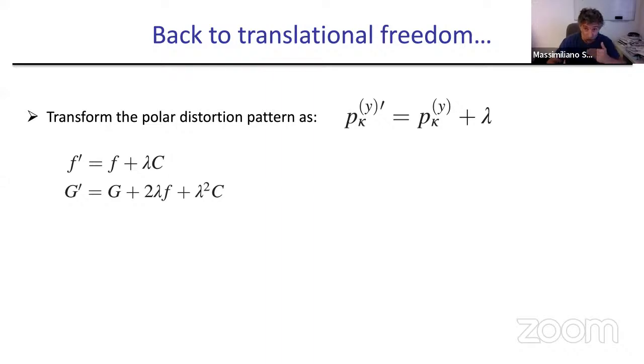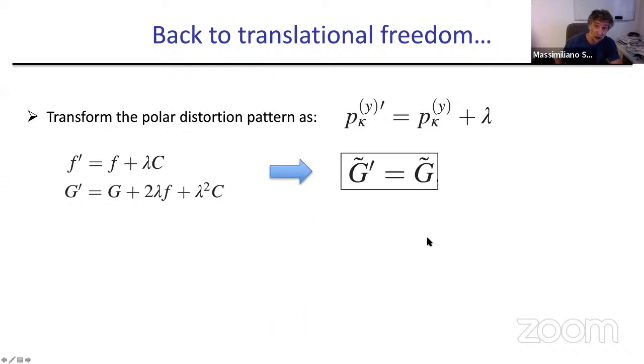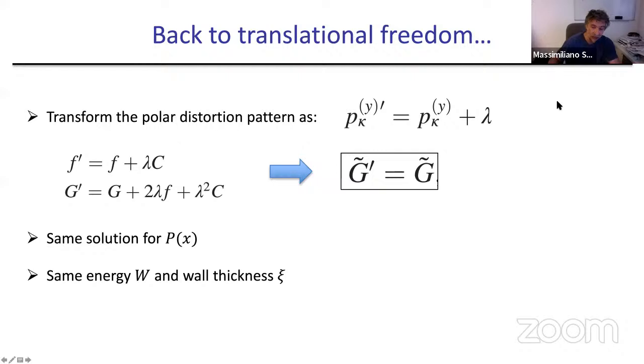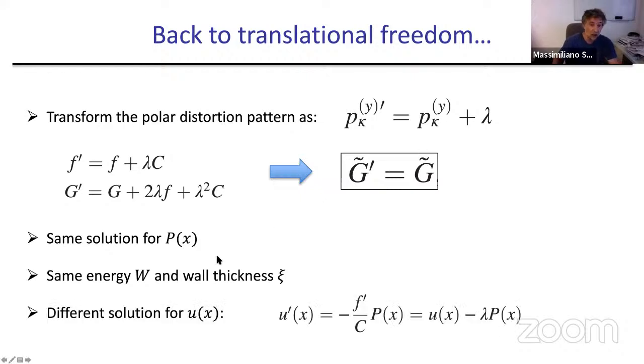But actually, what we find is that the renormalized coefficient, which is a combination of F prime and G prime, is the same as it was before. So this is actually an invariant with respect to this transformation. And this means that I get the same solution for the polarization, the same energy and wall thickness, which are what I consider the main physical properties of our system. I only get a different solution for the strain, for the elastic displacement field, which does depend on this lambda.